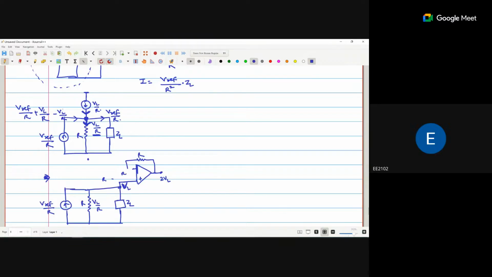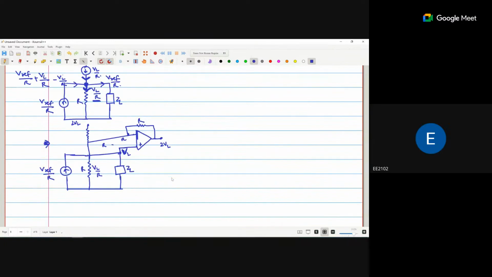This is my point 2VL. We are connecting this as an R. This is my R. This is R, 2VL. This is ZL.